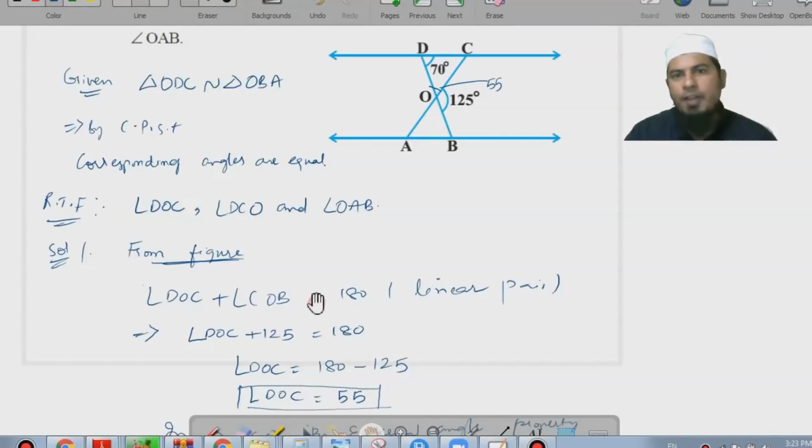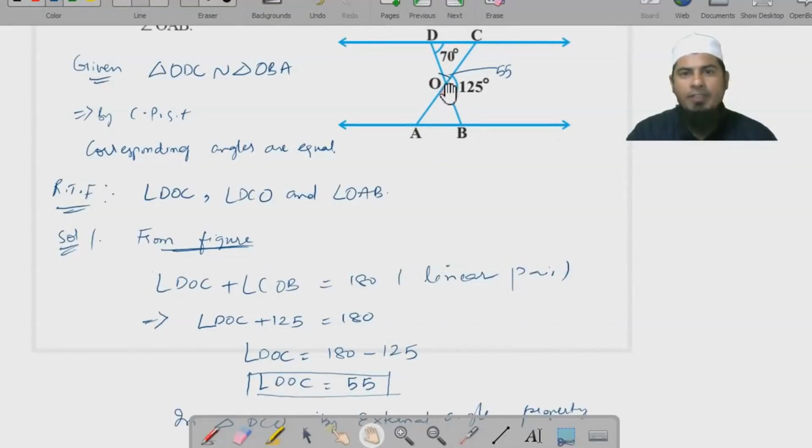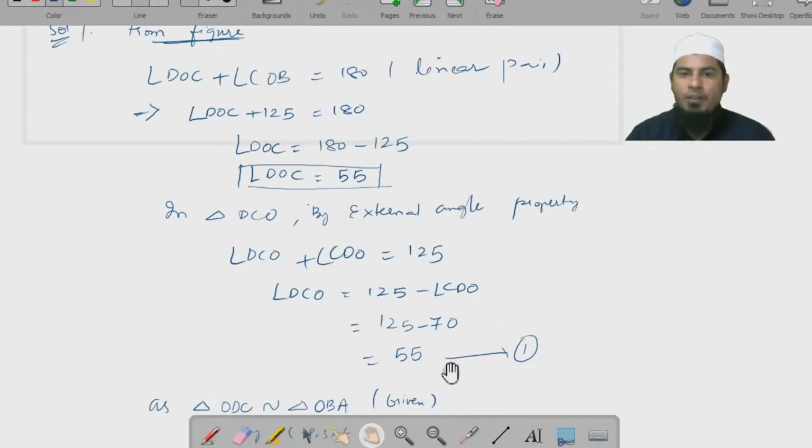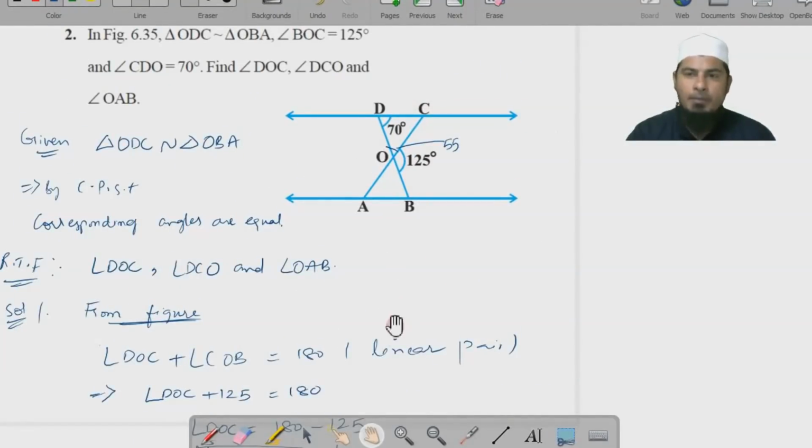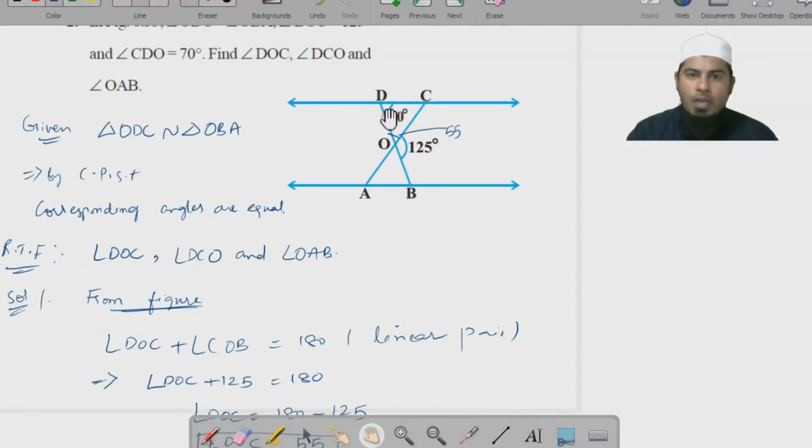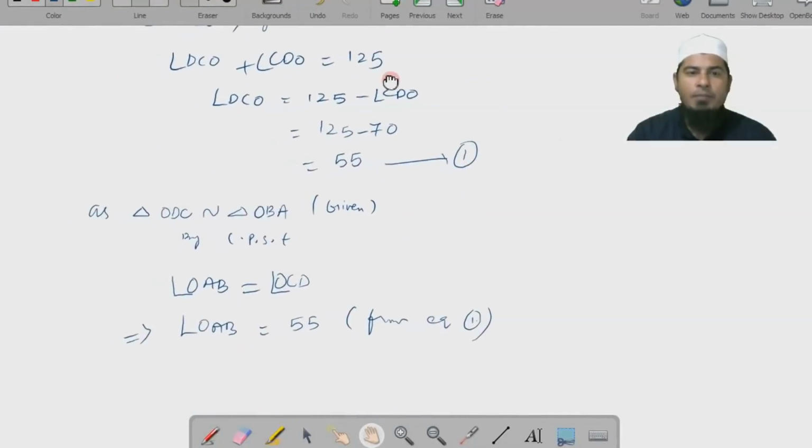So simple to find this one. So we found this angle DOC with the linear pair. Then angle DCO you can find by the angle sum property, or otherwise with the help of the external angle property of the triangle. So by the external angle property, we got that as 55, and angle DOC also 55 we got with the help of the linear pair. Now angle OAB is equal to angle DCO. Why? Because as we proved that triangle ODC is similar to triangle OBA, by CPST these two angles are equal, so we got that as 55 from equation number 1. Hence, let us take another question.